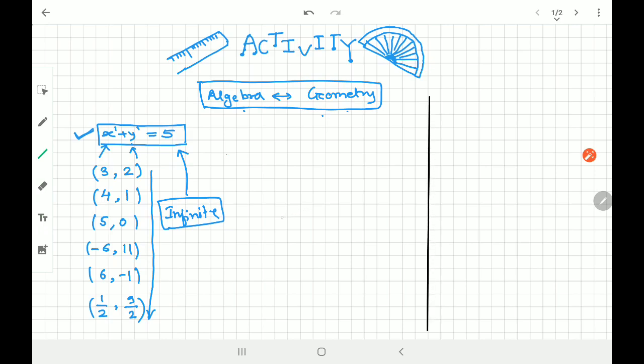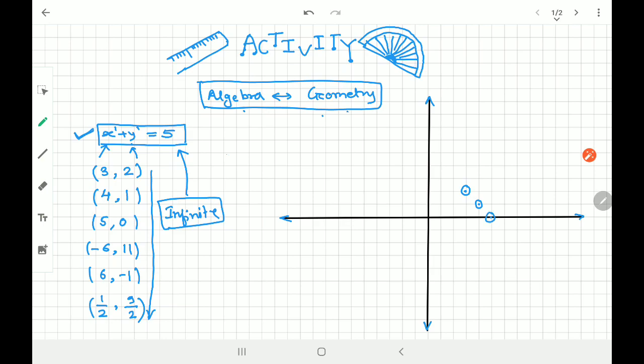See, we are slowly entering into geometry, aren't we? Let's take and see if it's possible, okay? This is your x axis and here is your y axis. First is 3 comma 2. So 3 comma 2, the point will be here. Second is 4 comma 1. So 4 comma 1, the point will be here. 5 comma 0, the point is here.